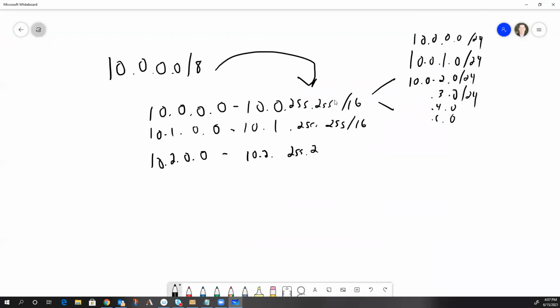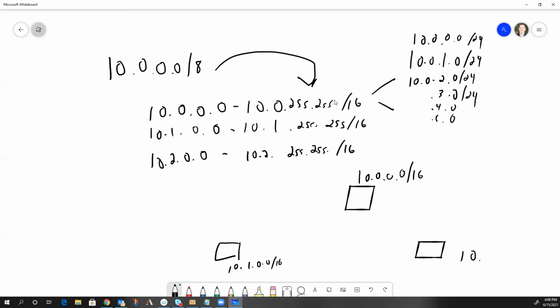Okay, so there's that network there. But let's imagine I have 3 buildings. So I have my central building on campus, and this building is going to be my 10.0.0.0/16 network. And this building over here is going to be 10.1.0.0/16. And this building is going to be 10.2.0.0/16. So let's imagine that this building has 40 classrooms in it. So I'm going to have 40 subnets that are /24s over here.